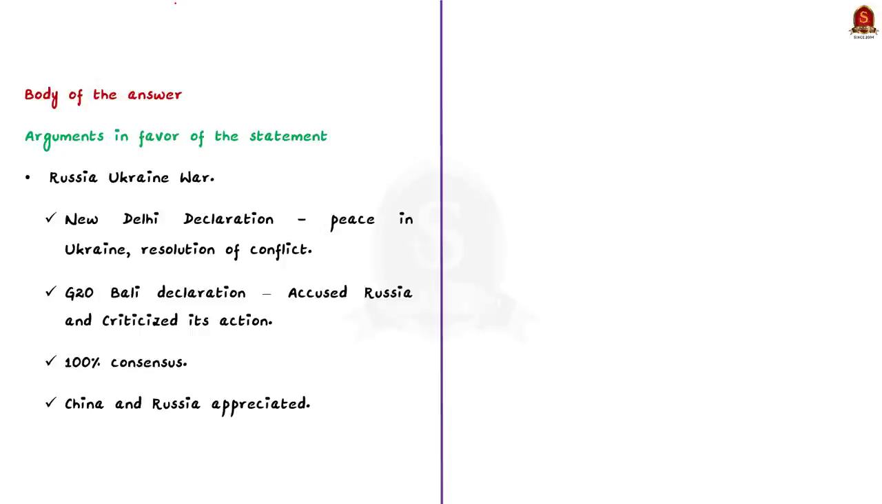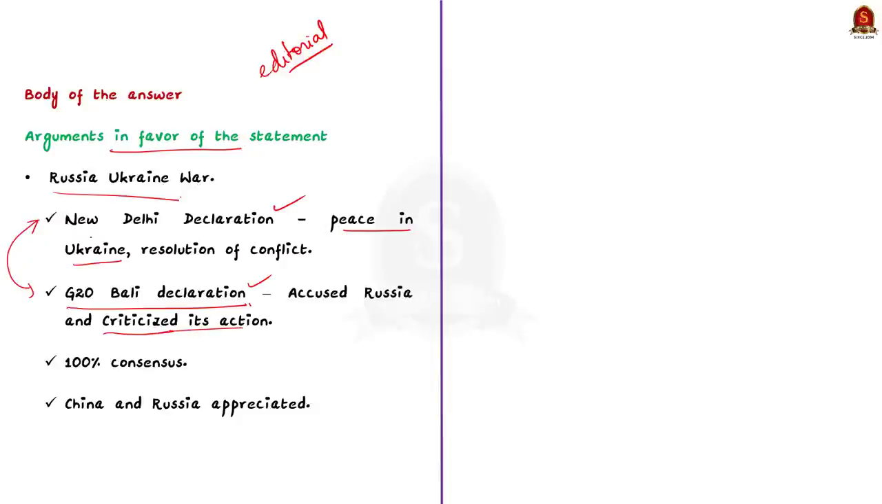Now coming to the body of the answer. In this, we have to provide various points supporting the statement, that is, the statement provided in the question. For this, we can take the points from today's news editorial. The first one is regarding the Russia-Ukraine war. The New Delhi G20 leadership declaration called for peace in Ukraine. The New Delhi declaration was different from the 2022 Bali declaration of G20. The Bali declaration heavily criticized Russia's action in Ukraine. But the New Delhi declaration, instead of accusing Russia's action, sought a resolution to the conflict.